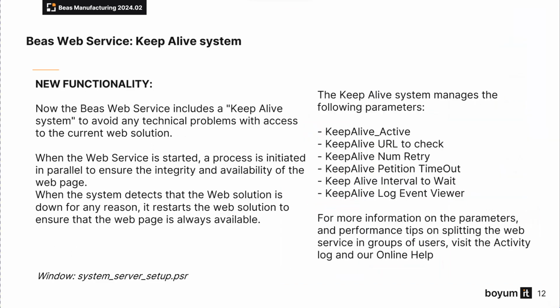Now, the Beas Web Service includes a Keep Alive system to avoid any technical problems with access to the current web solution. When the web service is started, a process is initiated in parallel to ensure the integrity and availability of the web page. When the system detects that the web solution is down for any reason, it restarts the web solution to ensure that the web page is always available. For more information on the parameters and performance tips on splitting the web service in groups of users, visit the activity log and our online help.